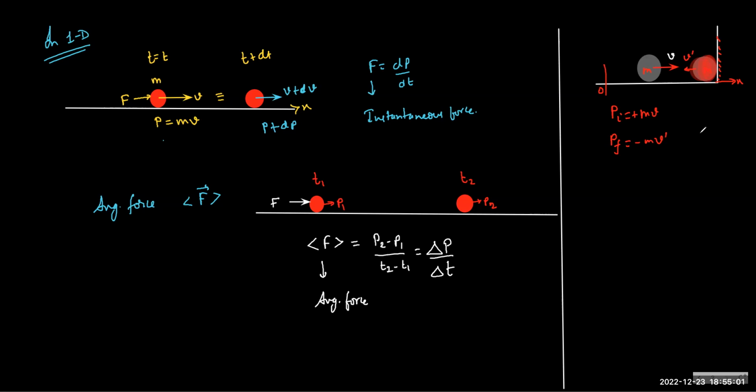Okay, sorry guys. So now you can see the P initial is mv. How to write P final? Because the direction has changed or reversed, you must write it this way. So what is the delta P? Rugved, tell me, what is delta P? Minus 2m, v dash minus v. Minus 2m, why 2?